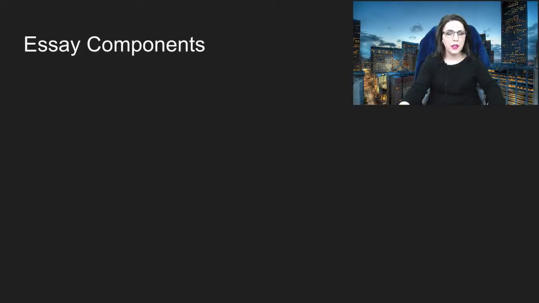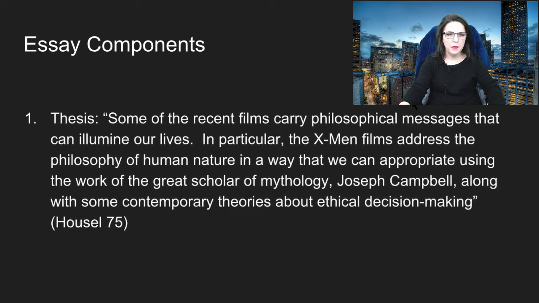So let's begin by looking at the components of Housel's essay. Her thesis claim you can find on page 75. Some of the recent films carry philosophical messages that can illumine our lives. In particular, the X-Men films address the philosophy of human nature in a way that we can appropriate using the work of the great scholar of mythology, Joseph Campbell, along with some contemporary theories about ethical decision-making.